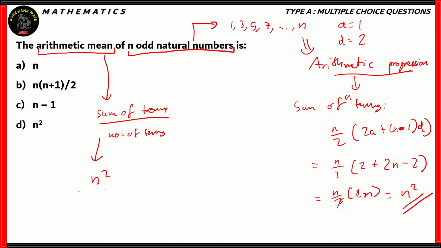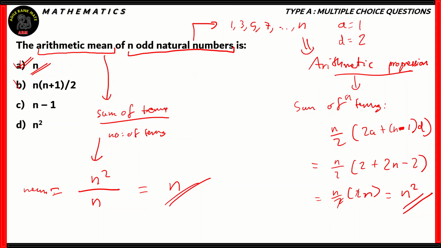The sum of terms is n squared, and the number of terms, because we know it's the first n odd natural numbers, would be n. So the arithmetic mean or average is n squared over n. N squared is n times n, so we can cancel one n with the denominator. So the final answer for the arithmetic mean would be option A, n. So n here is the correct answer.